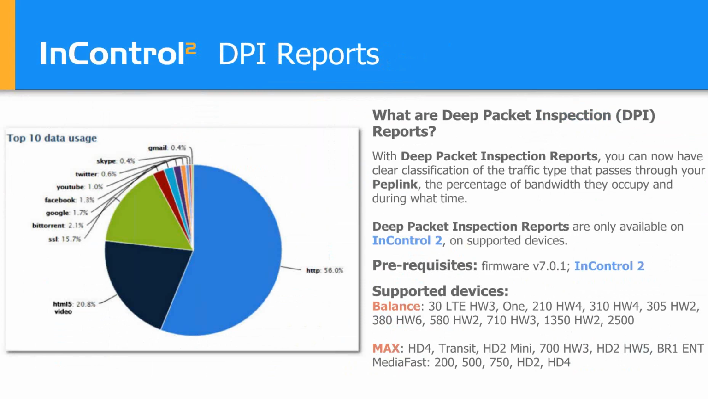DPI reports is a way to see what type of traffic is now going through your network and the percent of bandwidth that it occupies on your deployment. This is only available through IC2, and it is only on supported devices currently. You do have to be on 7.0.1 firmware, and the device does need to be online in IC2 currently. As you can see, we're not 100% universal with the gear. It does have to be basically current hardware revision gear in order for this to take and be online in IC2 for this to go through.